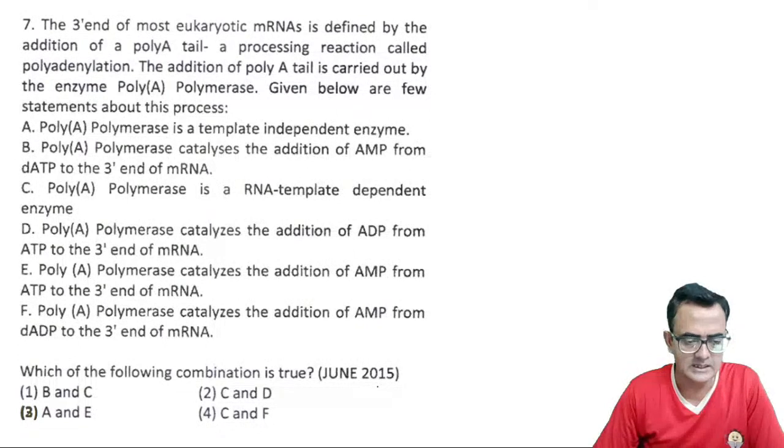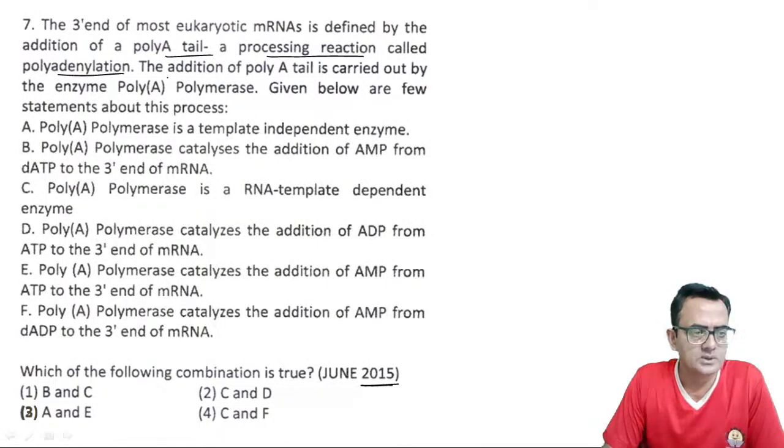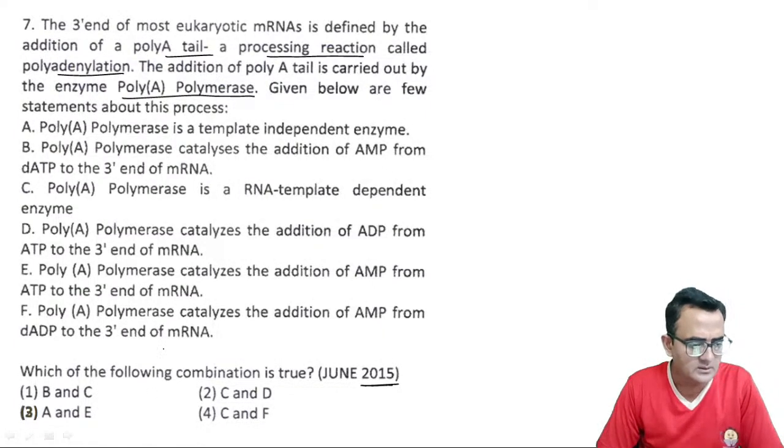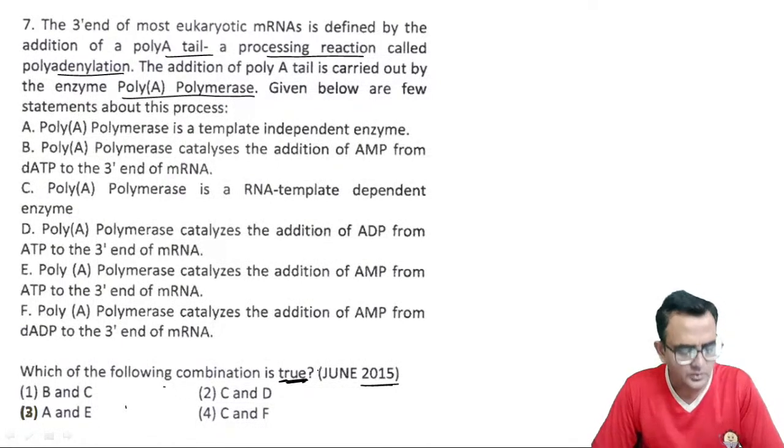This was asked in 2015. Okay, first of all we go through the question. The 3' end of most eukaryotic mRNA is defined by the addition of poly A, by a processing reaction called polyadenylation. The addition of poly A is carried out by the enzyme poly A polymerase. Given below are a few statements. See, before reading the statements, we first read the final line of the question. Which of the following combinations is true? They are asking for true, right?